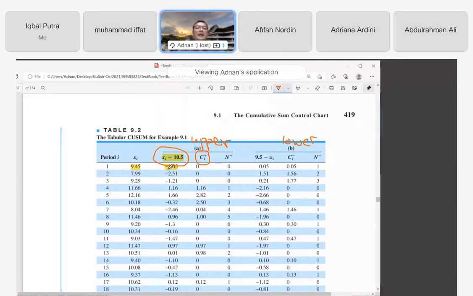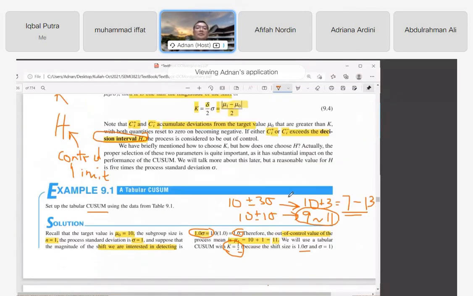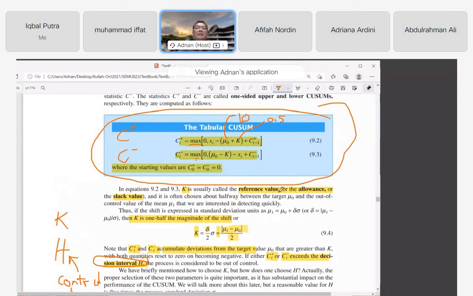It becomes 0 when it's negative. Yes, it's correct. And this one, yes, it's taking the maximum value. It's correct. When it's negative, it becomes 0. So this formula is correct. Both are taking the maximum values.